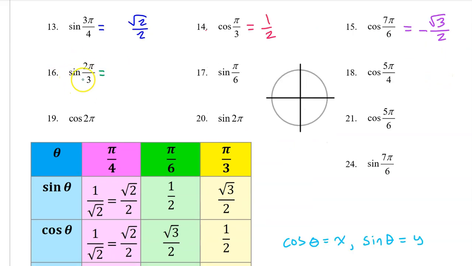Number 16, the sine of 2 pi over 3 will be the same as the sine of pi over 3, which is radical 3 over 2.